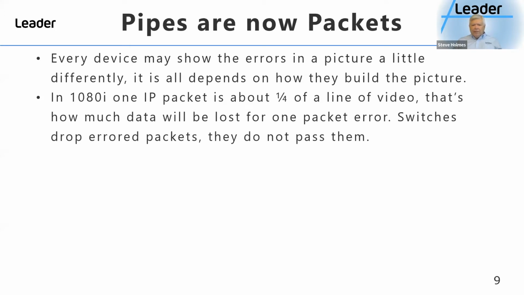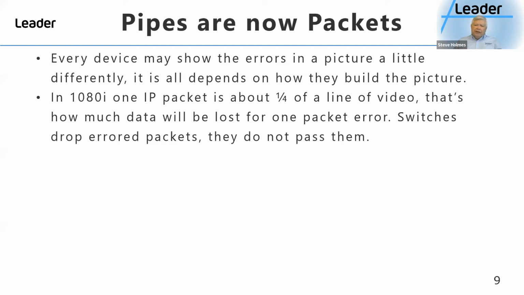One of the unique things about IP, though, is in a 1080i infrastructure, one IP packet is about 1/4 of a line of video. So when we take an IP hit and we lose a packet, it's incredibly devastating to what's going on in the system. This is one of the reasons that we've got the 2022-7 1-for-1 networks, where typically we have a red and a blue network within our facilities, because we can't withstand that one packet drop.